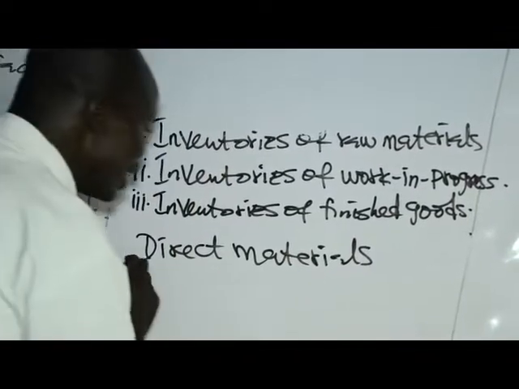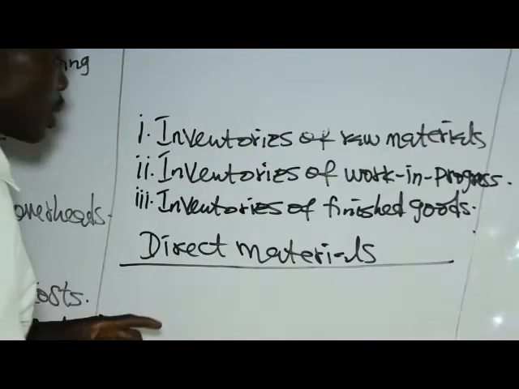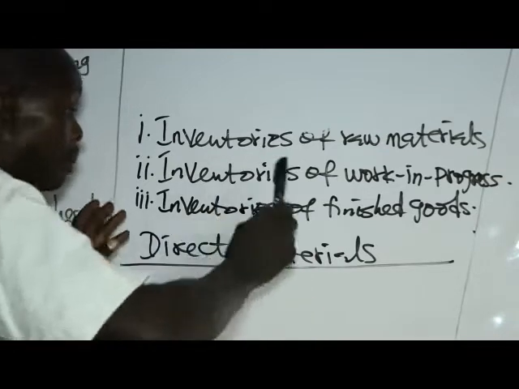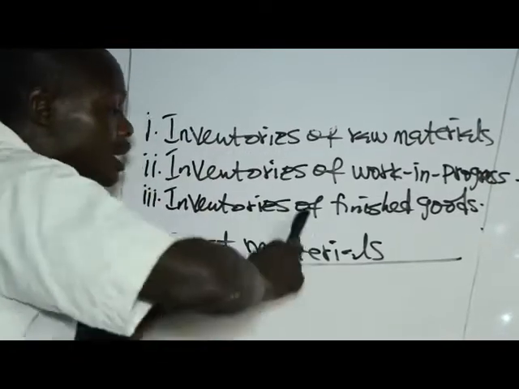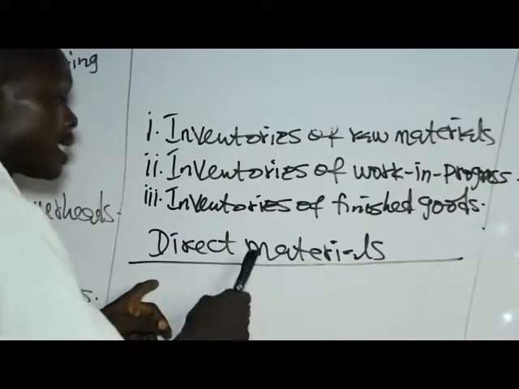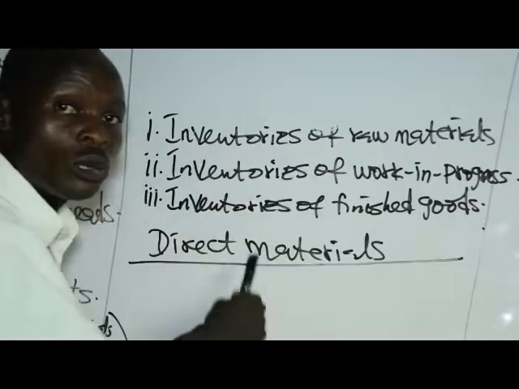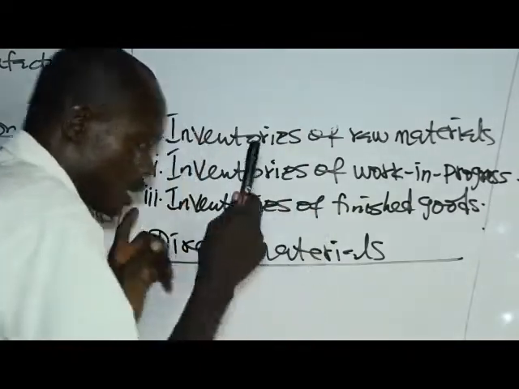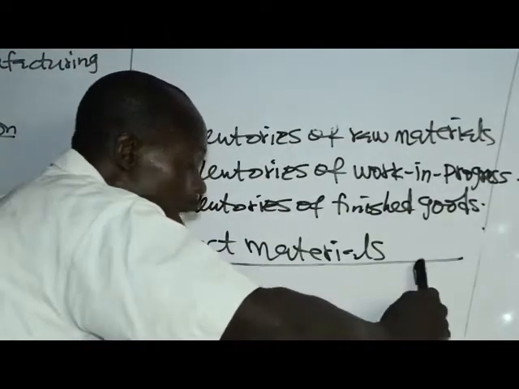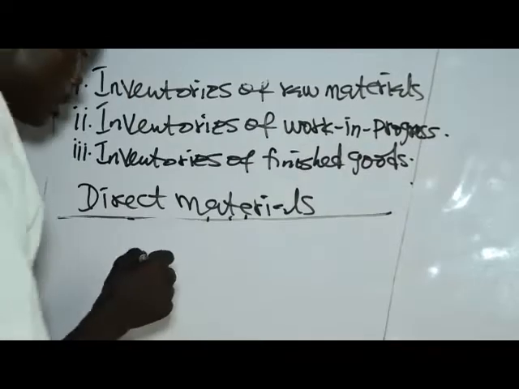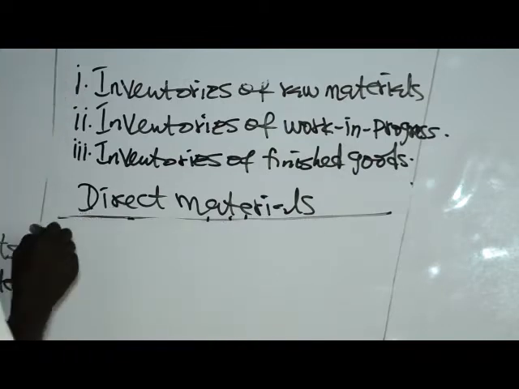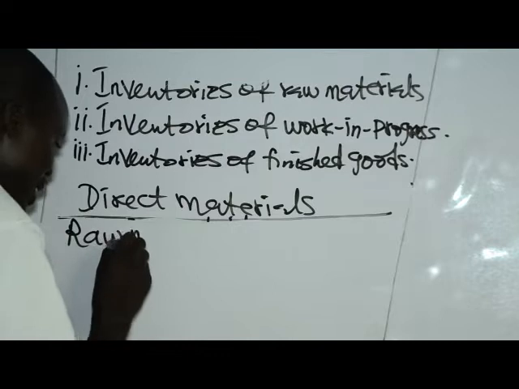I've explained that direct costs are costs that can be traced directly to production. Therefore, direct materials are the materials that can be traced directly to production. In other words, direct materials are the materials that are used up in the production process. So, to ascertain the value of the direct materials, you have your raw materials.